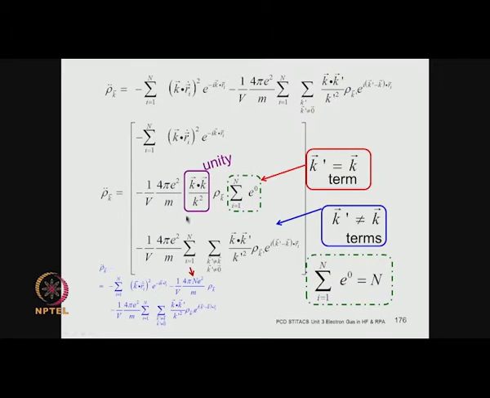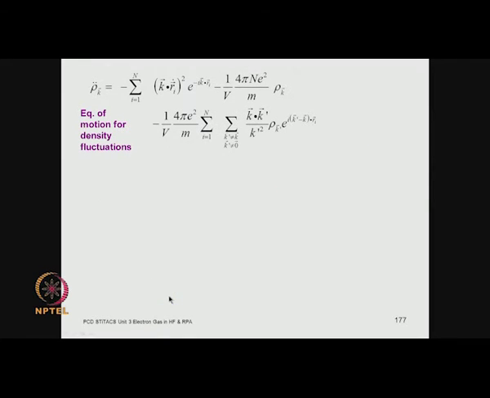So this term becomes minus 1 over v, 4 pi n e square over m, and then this is the rho k, which is the Fourier component. And the third term is written just the way it is. So let us take this term now to the top of the next slide, which is here. All right, what is this? This is the equation of motion for density fluctuations of the Fourier component k.